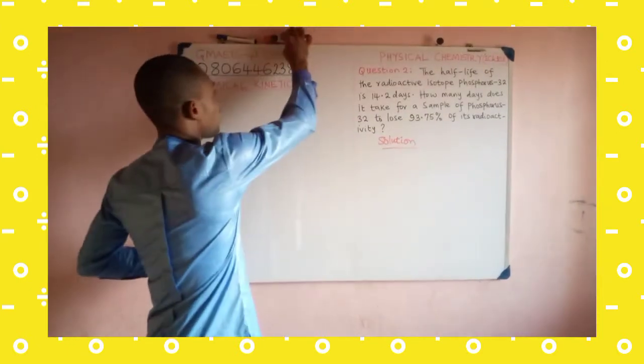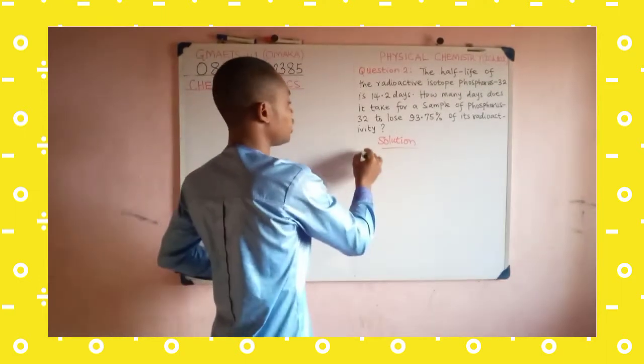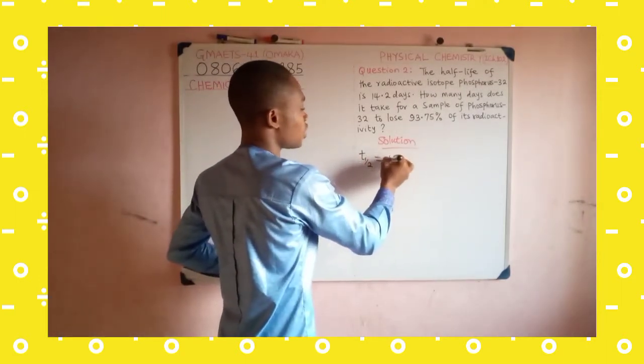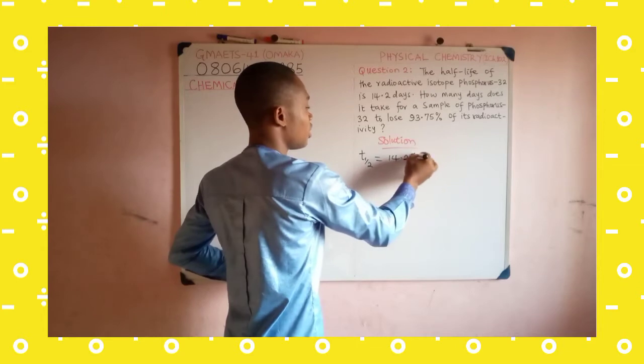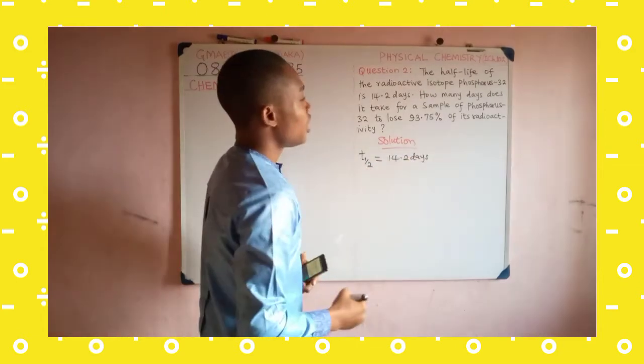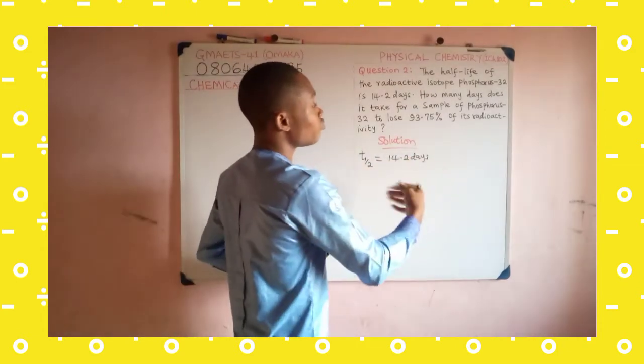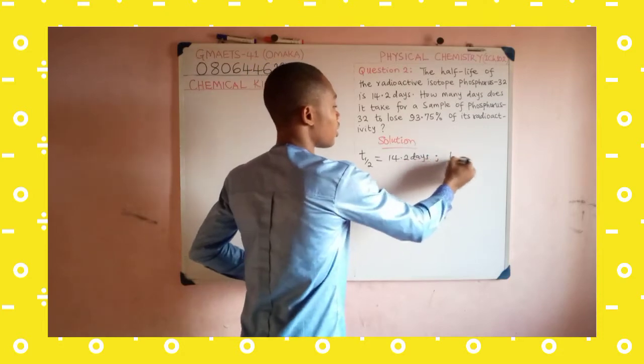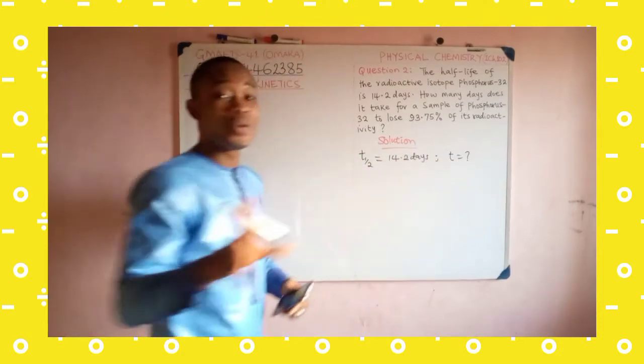Now, from the question, we're given the half-life. The half-life, t-half, of phosphorus-32 is 14.2 days. That's what was given to us. And now we are asked to find how many days. So we don't know t, all right? We don't know t. What we know is the half-life.